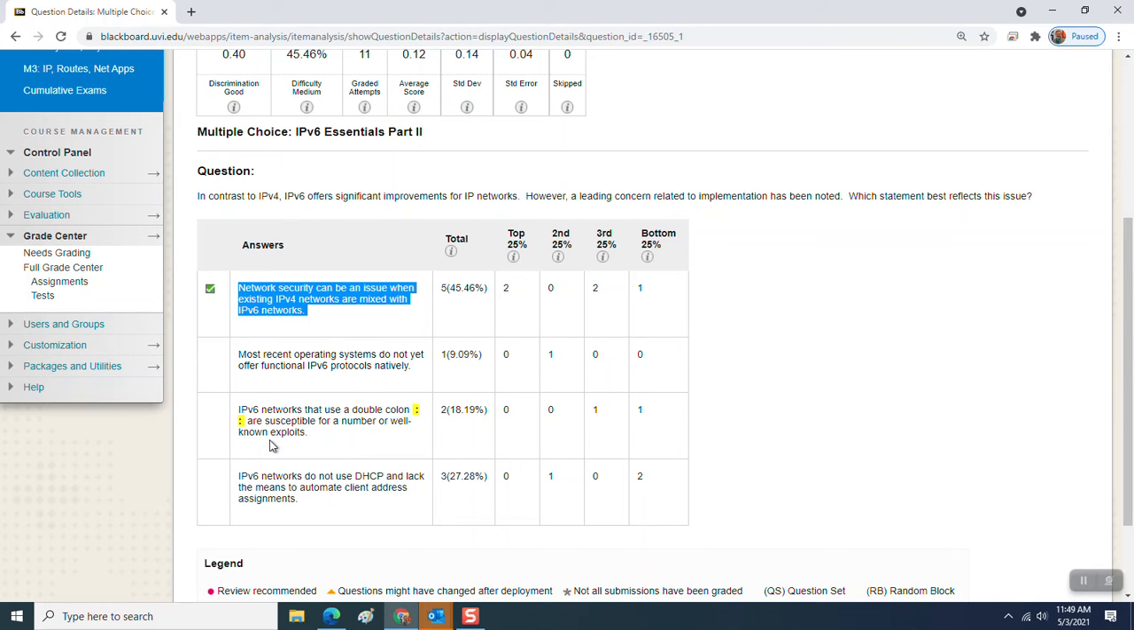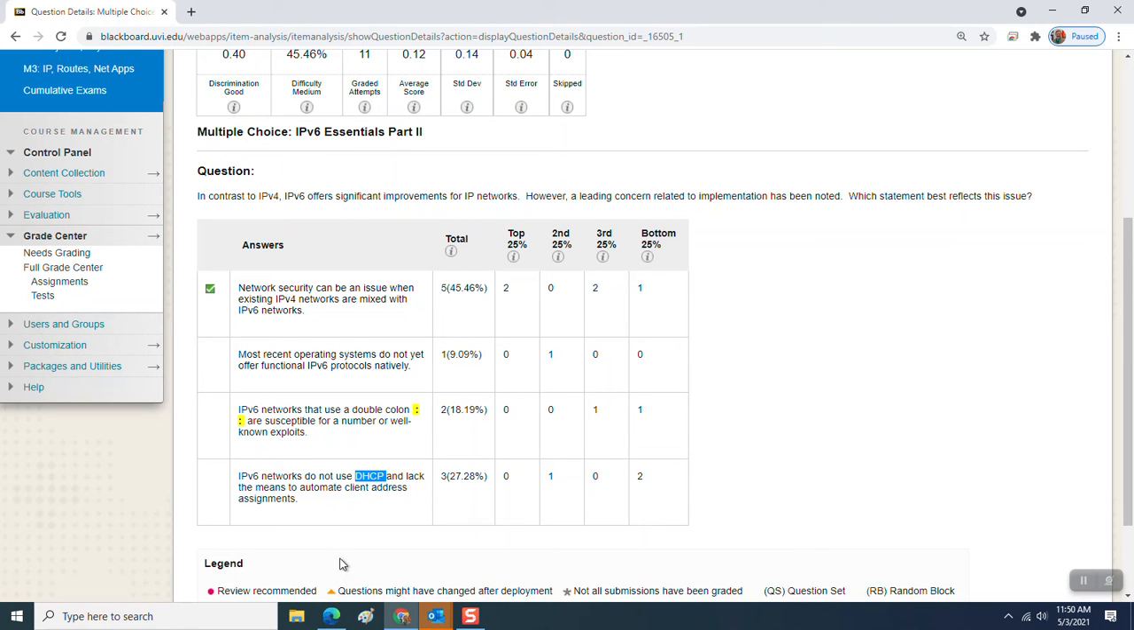The other two answers that students chose incorrectly most often: IPv6 networks that use a double colon are susceptible to a number of well-known exploits. That's a typo, but that's a bogus answer. A lot of IPv6 networks use a double colon to collapse all the contiguous zeros. That's a normal convention. There's nothing wrong about that. IPv6 networks do not use DHCP and lack the means to automate client address assignments. That's an incorrect statement. The automatic client assignment is built into the protocol. They just don't use DHCP to do it.